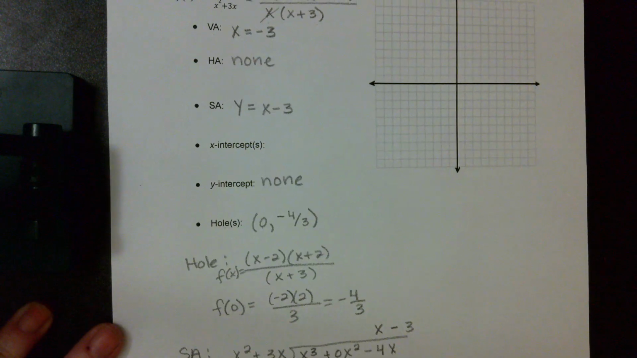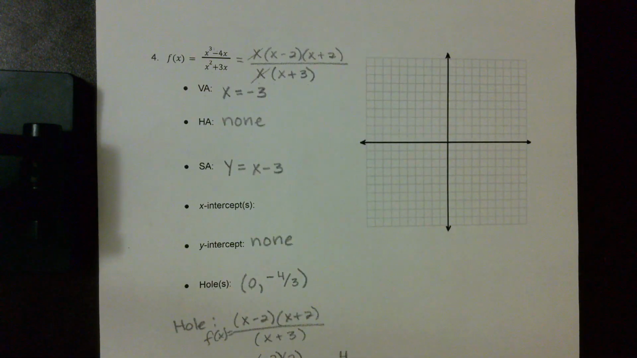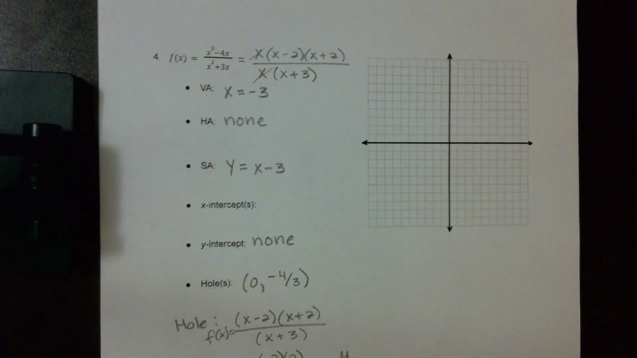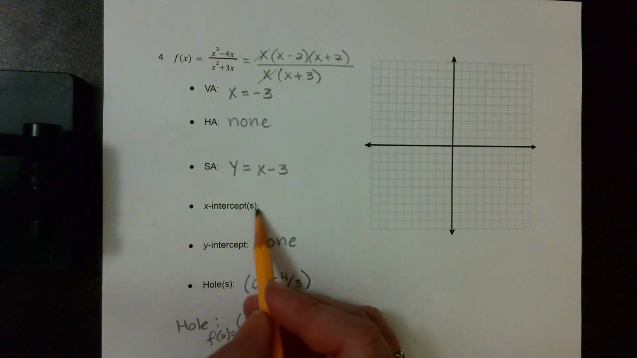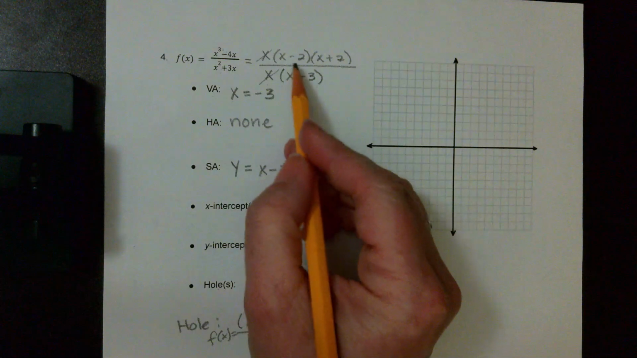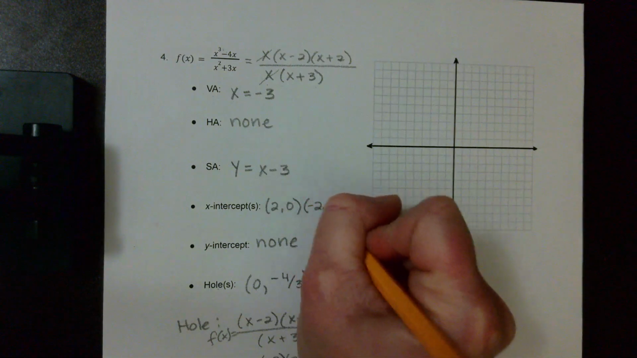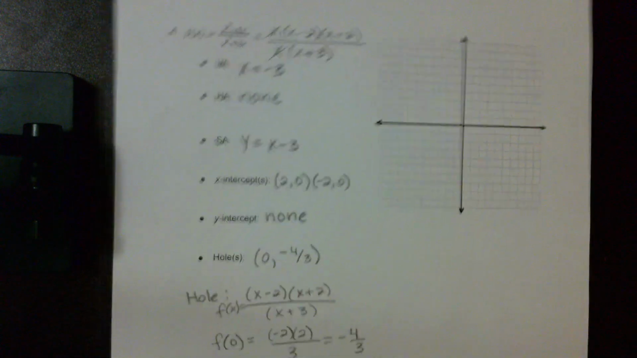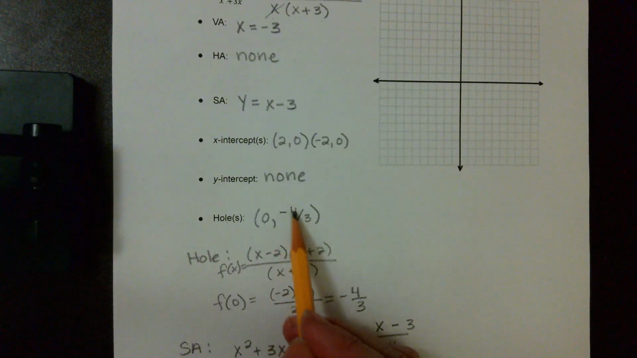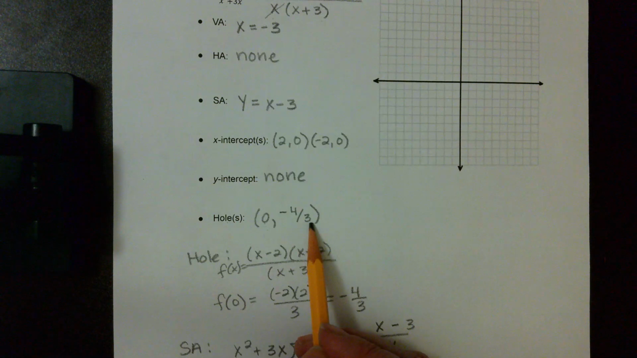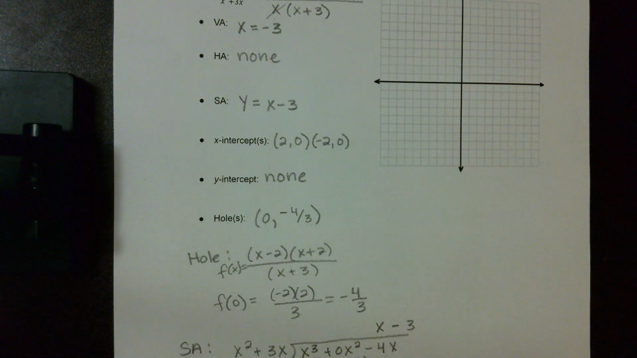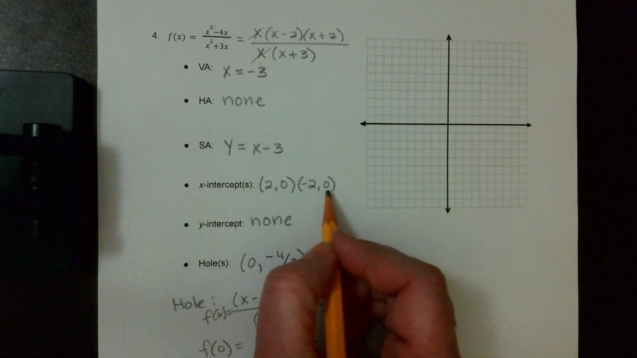So again, if you are not ready to do this as mental math, that's fine. But to find our x-intercepts, we're always setting the numerator of our reduced function equal to 0. So for our x-intercept, I see my reduced function, I'm going to have 2, 0, and I'm going to have negative 2, 0. Okay, again, 0, negative 4/3 would have been an x-intercept. No, sorry, that would have been our y-intercept. So we find these two x-intercepts.